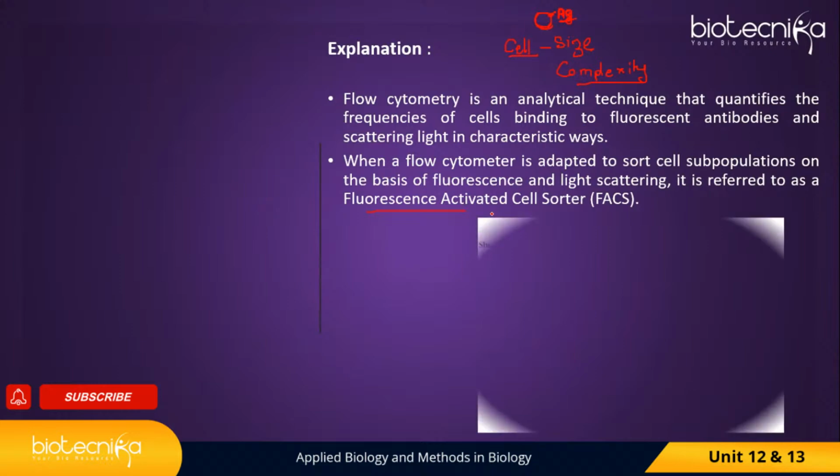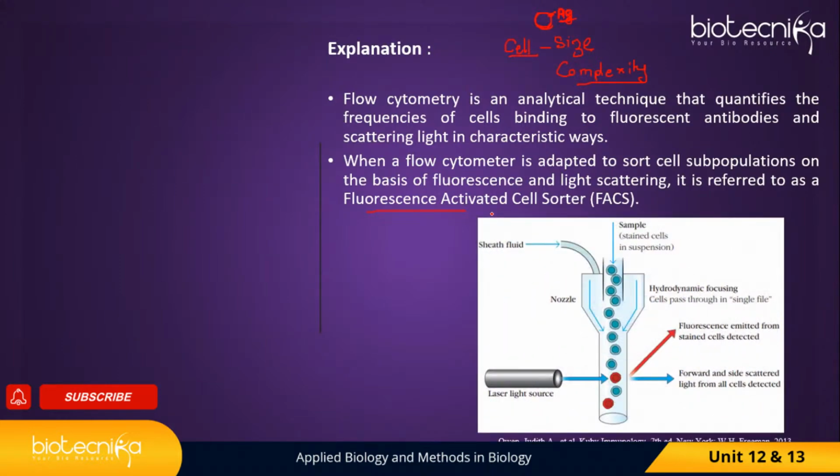So using FACS, we can even sort cells, like B cells from T cells, from a mixture of cell population. The principle of this technique is immunofluorescence. Based on which cell we have to detect, we target the antigen, and for this antigen, we use a specific antibody which is labeled with a fluorochrome. So immunofluorescence is the basic principle of this technique.